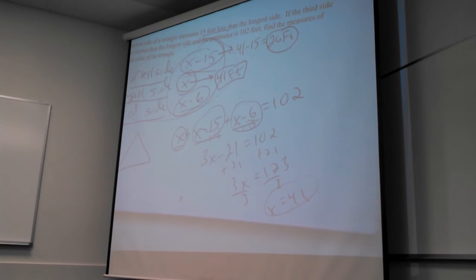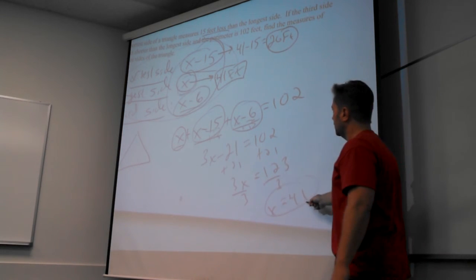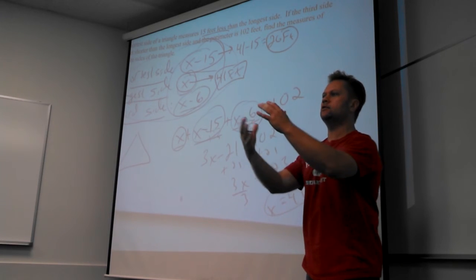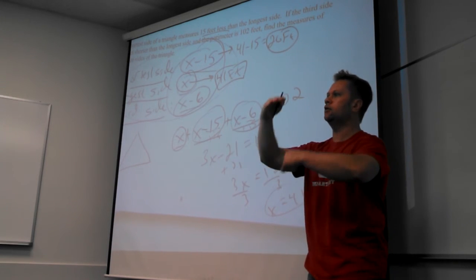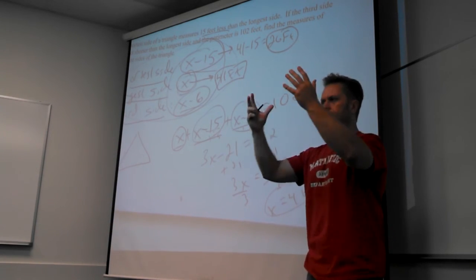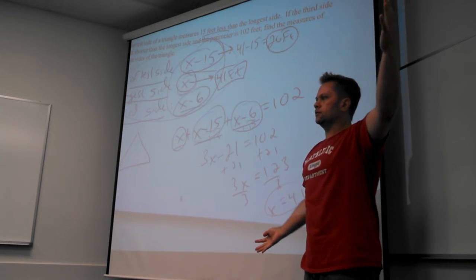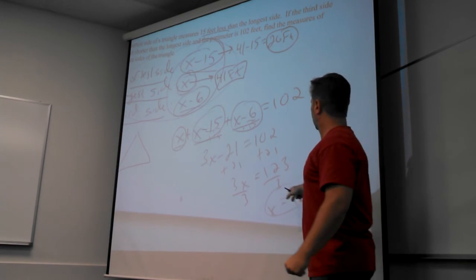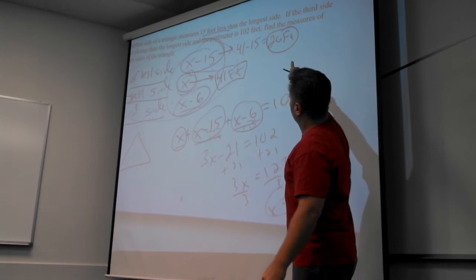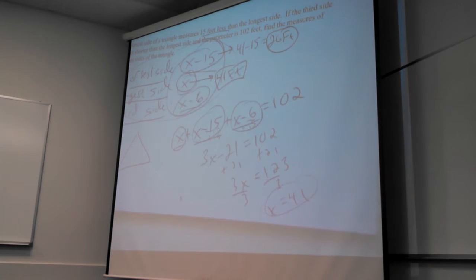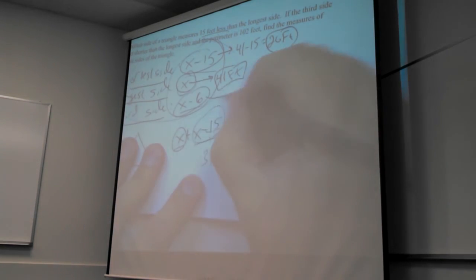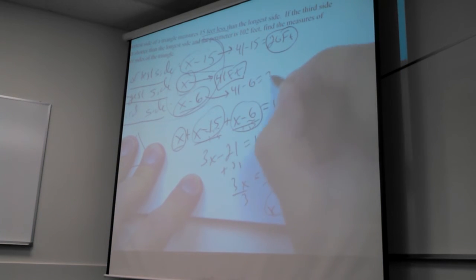I know what x is now. The minute I know what x is, I know what everything is. And that's why it made sense. The very first thing was to figure out what x is, because then the other two depend on it. So if I know what x is, I know the other two things, because they all depend on x. So 41, 26, and then what's the third side? Yeah, 41 minus 6 equals 35 feet.